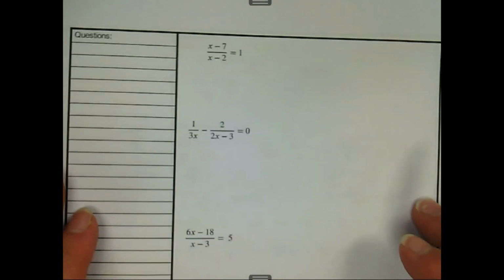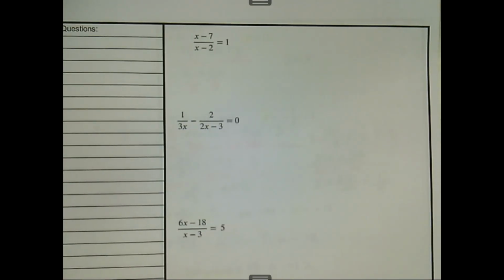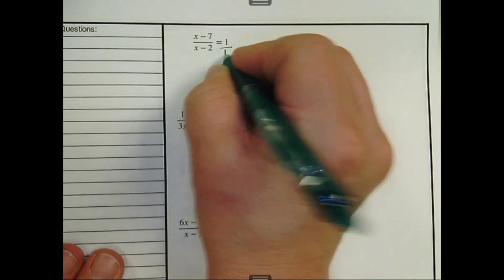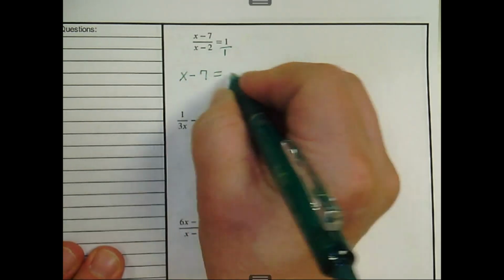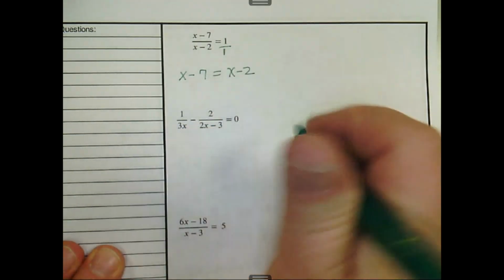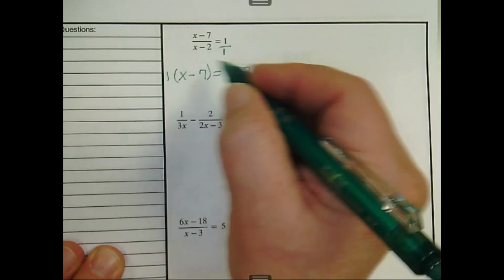Okay, so as I'm looking at this next problem, if I think logically, I'm done, because x minus 7 and x minus 2 can never ever be the same number. If I take a number and subtract 7, it will not be equal to the same number subtracted 2. But just to prove it, this would be over 1. So it will be x minus 7 is equal to x minus 2, because I will be multiplying both sides by 1.